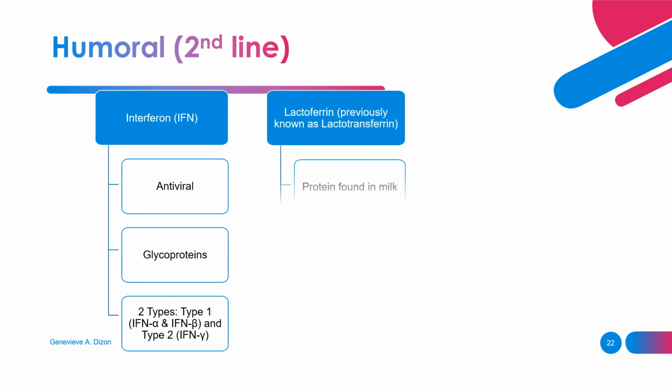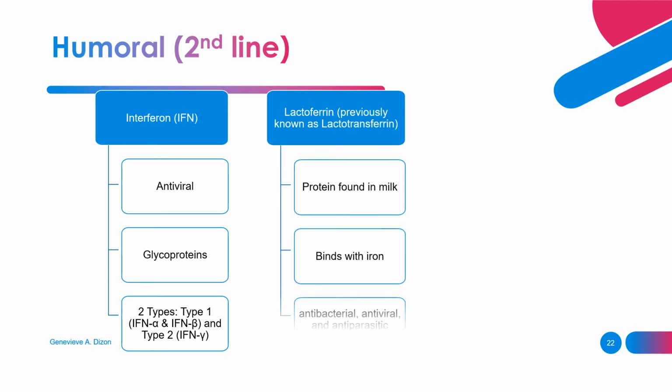The next one is lactoferrin, which is previously known as lactotransferrin. Lactoferrin is a protein that is found in milk that binds with iron, therefore competing with bacteria or other pathogens. Lactoferrin is considered to be antibacterial, antiviral, and antiparasitic in activity. Lactoferrin is found highest in amounts in colostrum, which is the first type of breast milk found after a baby is born.